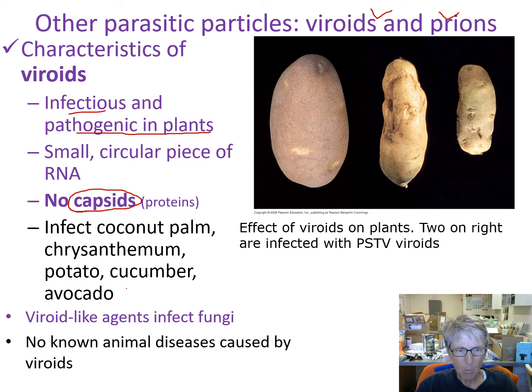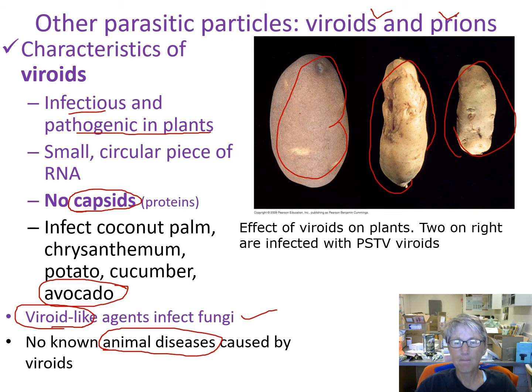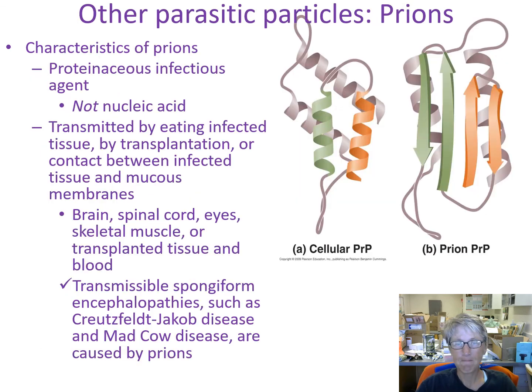So oh my gosh, it can infect my favorite food, the avocado. Be gone, viroids. You can also have viroid-like agents that infect fungi. There are no known animal diseases, so nothing known to us that a viroid can cause a disease. The two potatoes here and here were infected with a viroid, and then here's a delicious, healthy, I'm thinking it's an Idaho potato. It looks delicious.